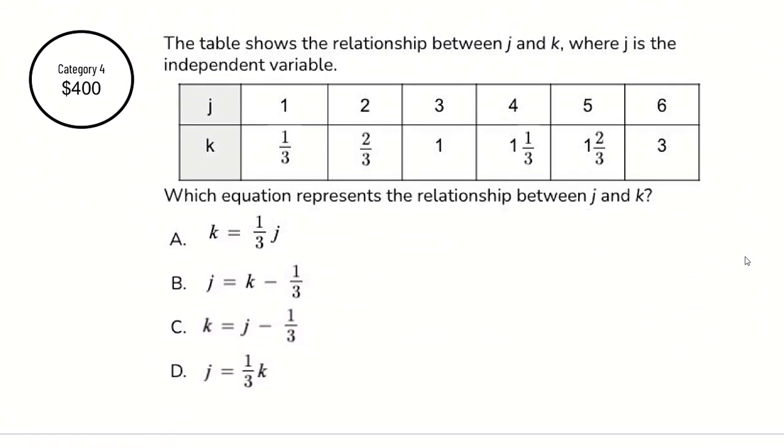We're almost done. 2 more. Okay, last one. The table shows the relationship between J and K. Don't forget your ID or you will die.